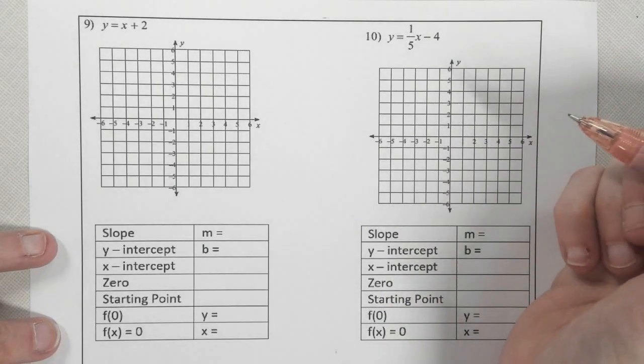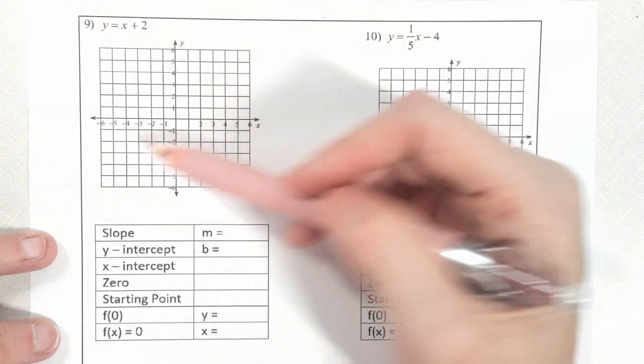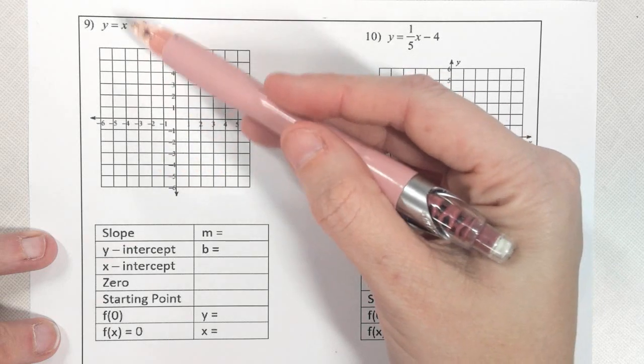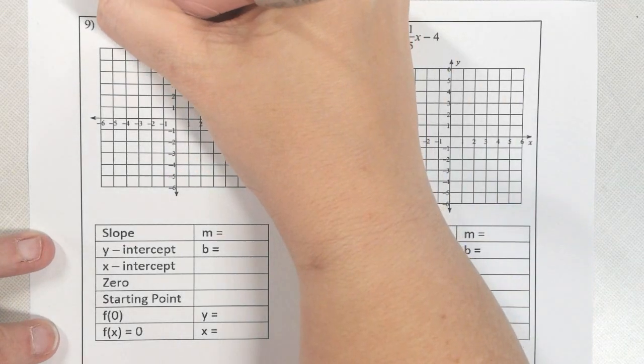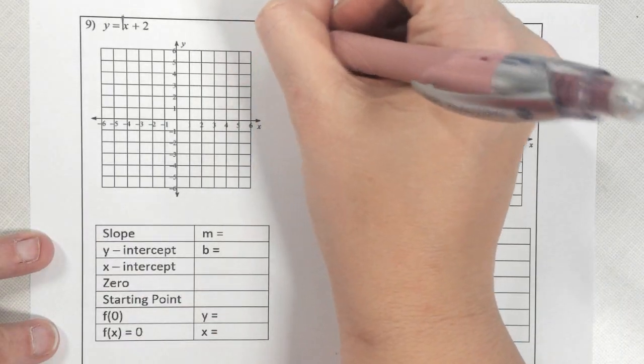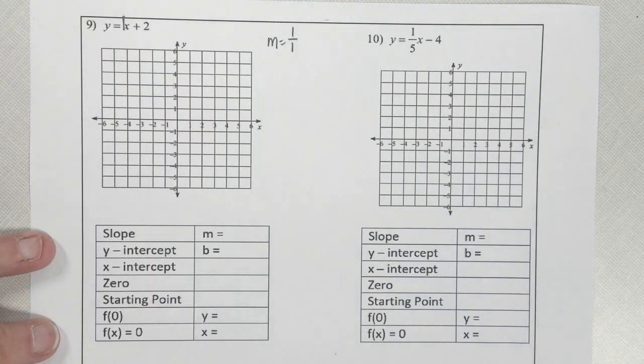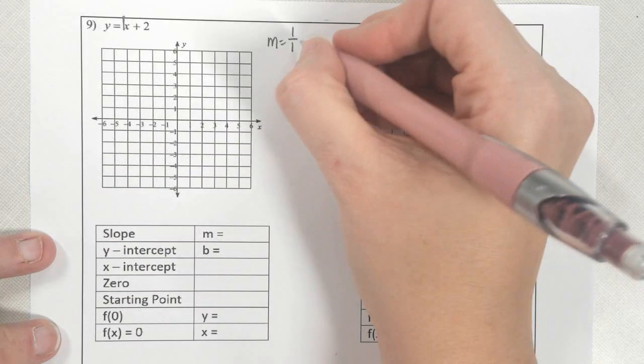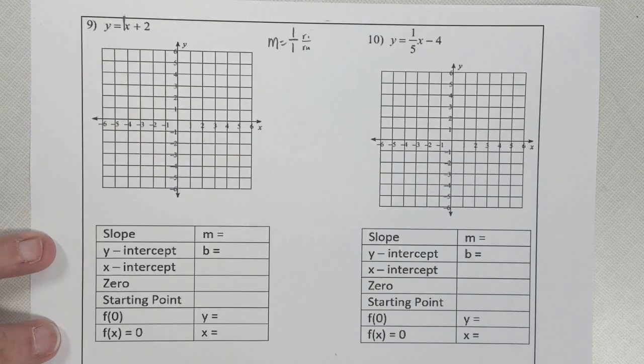So the first thing that I always do when I'm working on a problem like this one is notice that I have an invisible 1. I'm going to put that 1 there because I need to know what value goes there. That means my slope is 1 over 1. Remember, when it's a whole number, I always put it over 1 because I want it in rise over run format.